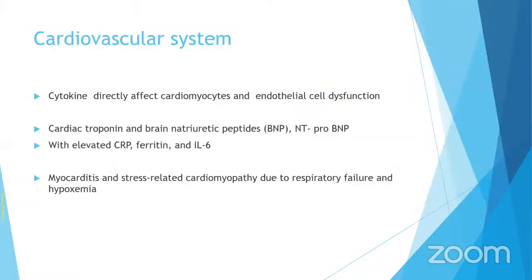The cardiovascular system is affected in SARS-CoV-2 infection because of excessive immune infiltration occurring in the lungs and cardiac muscle. This leads to excessive cytokines, which directly affect the cardiomyocytes and lead to endothelial dysfunction. During cardiovascular injury, cardiac troponin, BNP, brain natriuretic peptide, and NT-proBNP, all the inflammatory markers, are increased because of the myocardial injury. Along with this there is elevated CRP and interleukin 6 also.